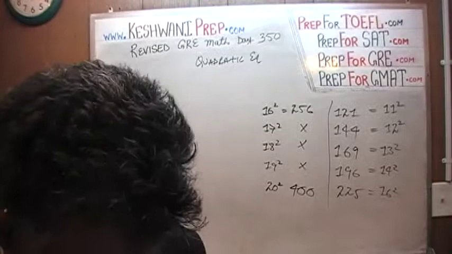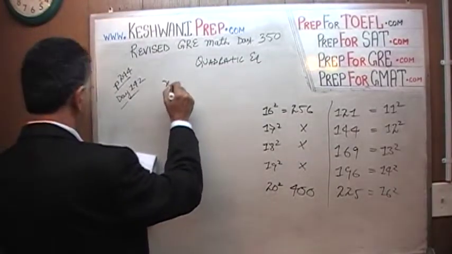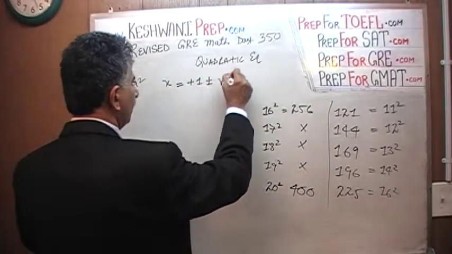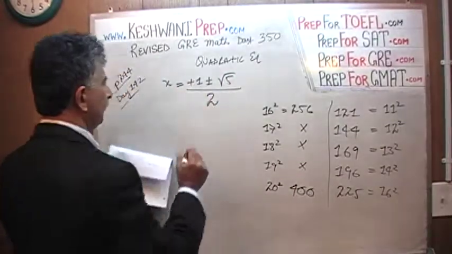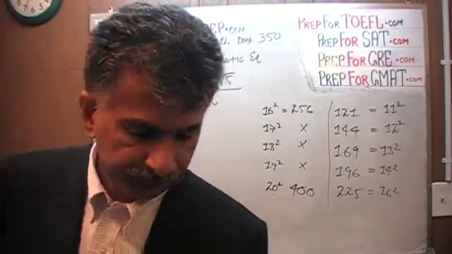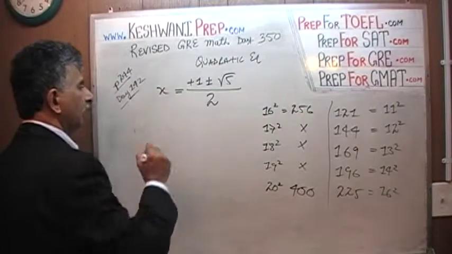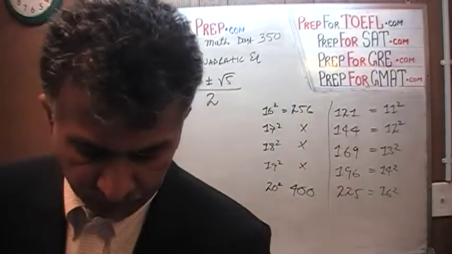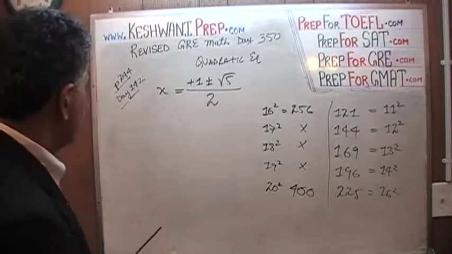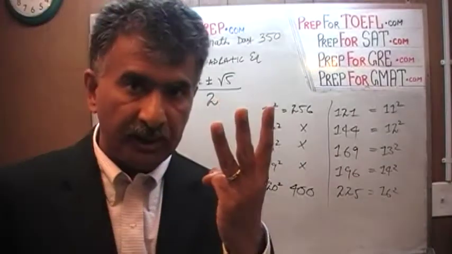Now here's my question. Our answer was x equals positive 1 plus or minus root 5 over 2. My question is, if you had to approximate this very quickly, will you be able to do it? If we had to approximate, how would we go about approximating it? Should we find out? Before we worry about root 5, there are 3 roots that you have to know by heart for the exam.